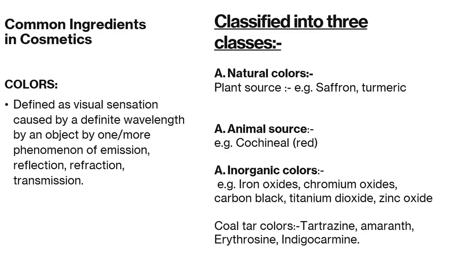Colorants are important, and there are 3 different sources of coloring agents. You have natural, saffron is such a thing. Turmeric is also a modern trend. Cochineal for animal source, and inorganic you have your iron oxide, chromium oxide, carbon black, titanium dioxide, zinc oxide. Coal tar extracts include tartrazine, amaranth, erythrosine, and indigo carmine.